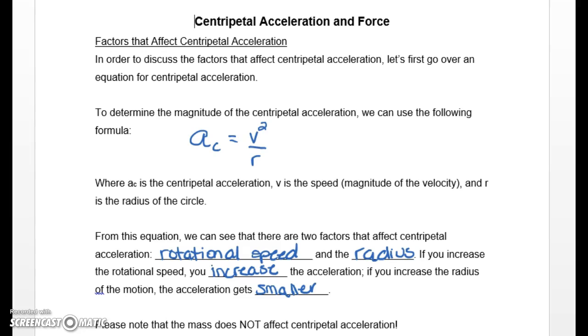Please note that the mass does not actually affect your centripetal acceleration. Our variables here are speed, and if you remember your equation for the rotational speed, that was equal to 2 pi r divided by your period. There's no mention of mass there, and the radius is just the distance from the center to the outside of the circle. So there is no impact of the mass of your object. It really just has to do with your speed or velocity, your radius, and, looking deeper into the speed equation, it could be your period as well.